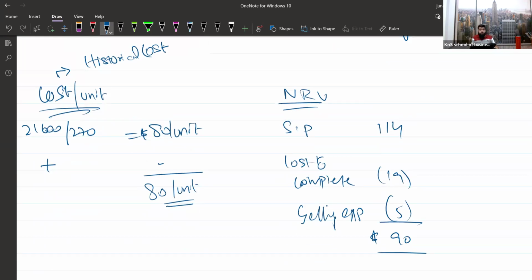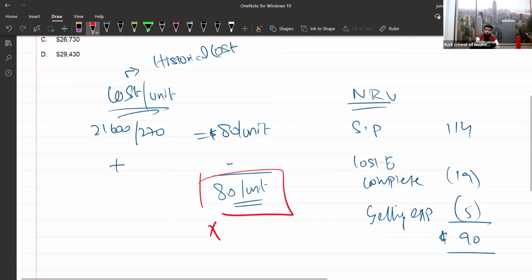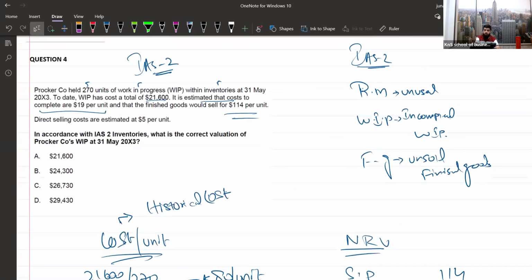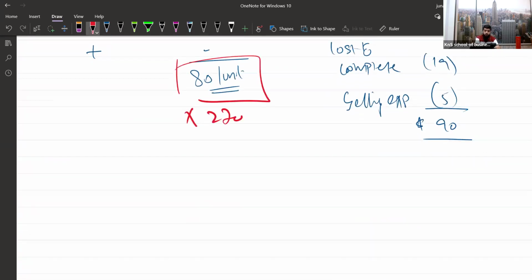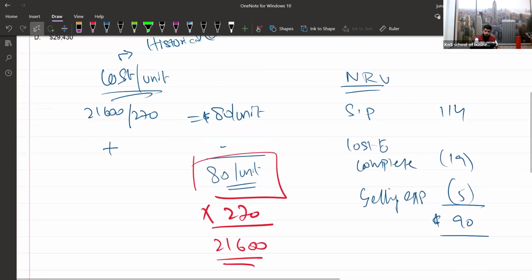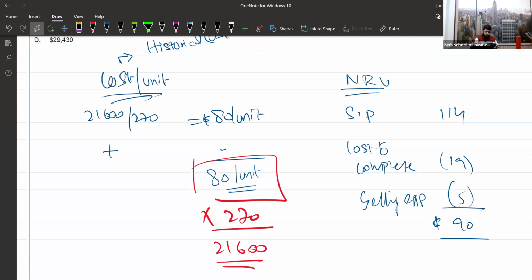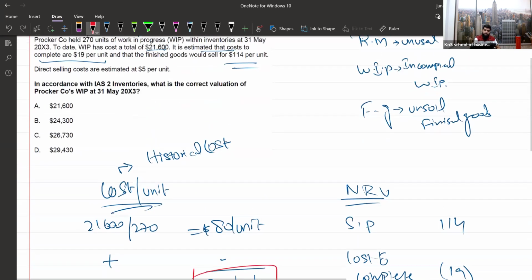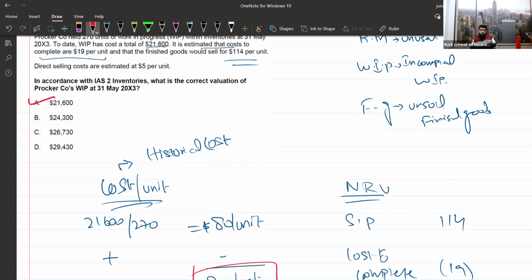Inventory should be recorded at the lower of cost or NRV, whichever is lower. Here the cost is lower, so we are going to calculate the inventory. It will be multiplied by the number of units, and the number of units that we have is 270. So the cost is 21,600, and this inventory will be recognized at 21,600. That is cost. Why? Because the cost is lower. Are we clear on this one?